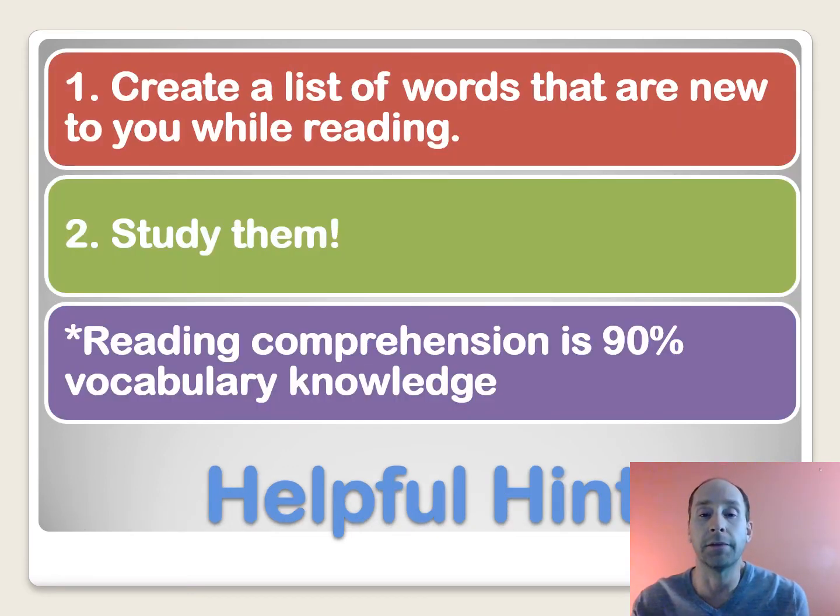Our next helpful hint is, as you're practicing reading, create a list of vocab words. In lesson number 7 of this 8-part series, I'm going to provide you with some vocab words that I've come across as I've gleaned the tests. But also keep track of your own vocab list that you're learning, and study them. When it comes down to reading comprehension, it's about 90% vocabulary knowledge. If you know the words, you're going to be able to understand the reading. If you don't know the words, it's going to be kind of tricky. So create your own list, study the words.